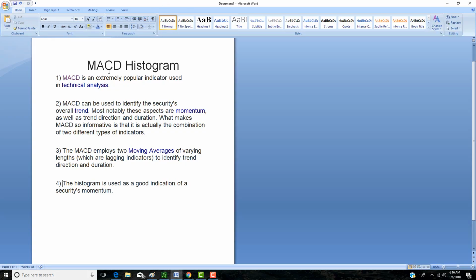But let's take a look right here. This is what's called the MACD histogram. The MACD histogram is the moving average convergence divergence histogram. Yeah, I know that's a mouthful. Don't worry about it. The bottom line is it's an indicator, and indicators are representations of the price action. One thing I want to mention, if you see here, it says the MACD is an extremely popular indicator used in technical analysis.